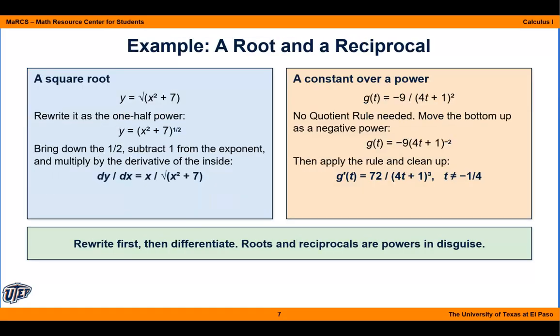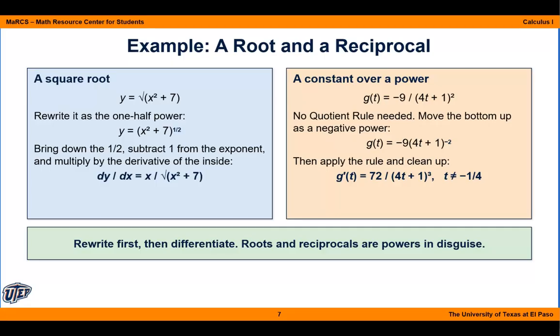Roots and reciprocals become straightforward once we write them as powers. For the square root example, rewrite the function as y equals the square root of x squared plus 7, rewrite that as y equals (x squared plus 7) raised to the power 1/2. Apply the general power rule and multiply by the derivative of x squared plus 7.